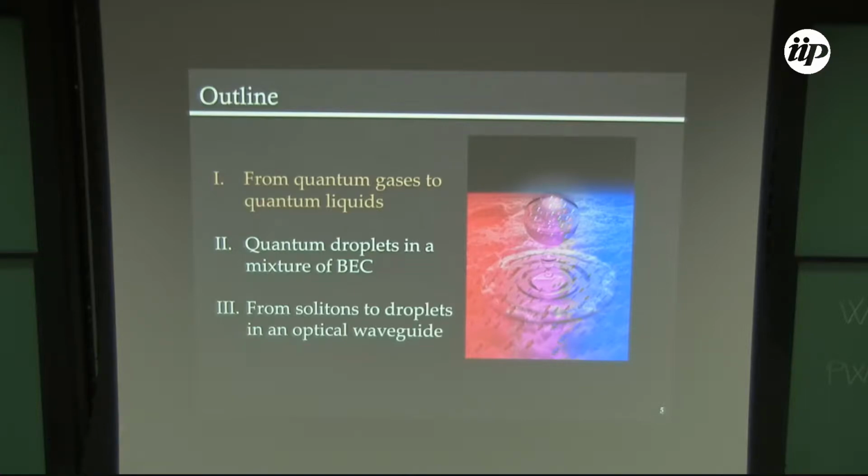outline of my talk. So first, I will explain how to go from quantum gases to these quantum liquids. I will explain the experiment that we have performed at ICFO, so we can observe these quantum droplets in the mixture of Bose-Einstein condensates. And finally, if I have time, I will also explain the difference between solitons and droplets, because in fact, these two systems are self-bound states, or at least bright solitons are well-known self-bound states that exist in the community.